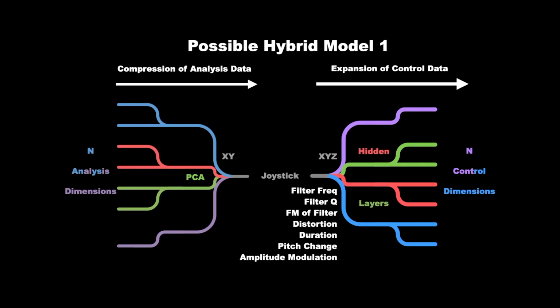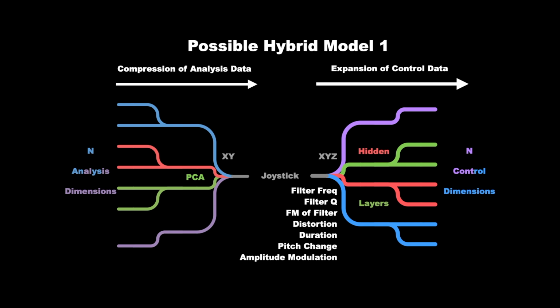But I do think that the model could expand a bit. So right now we get the analysis dimensions, use the PCA down to two dimensions, and then the joystick is controlling those 2 dimensions. I think what could happen is have a hybrid model where that's going on, but at the same time the X, Y, Z of the joystick are trained on n control dimensions that happen at the same time.